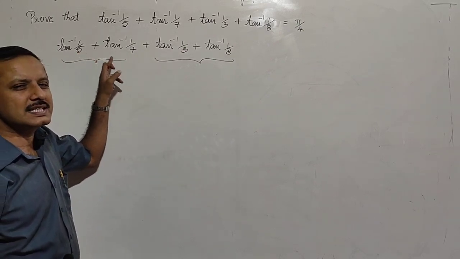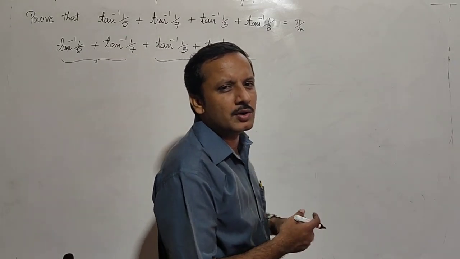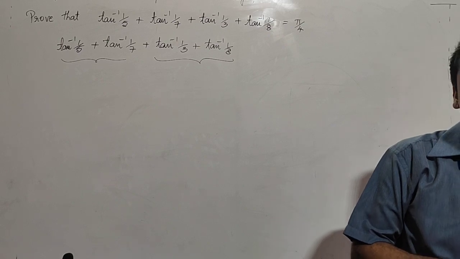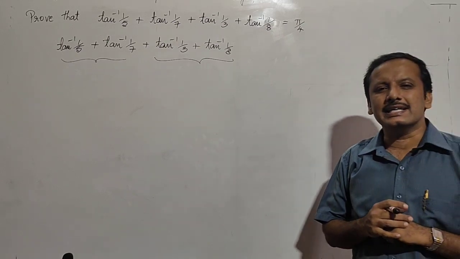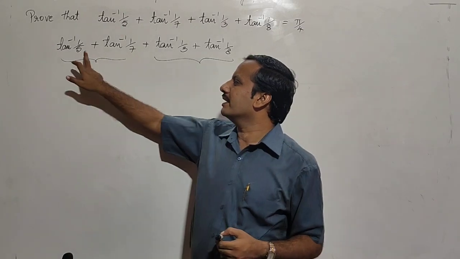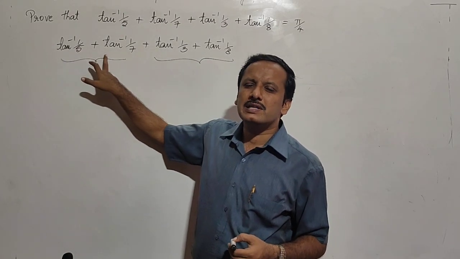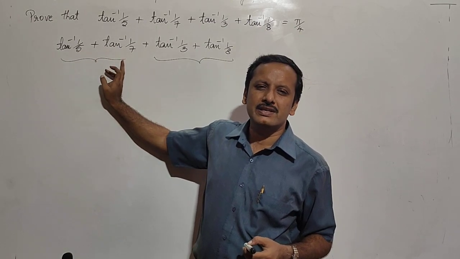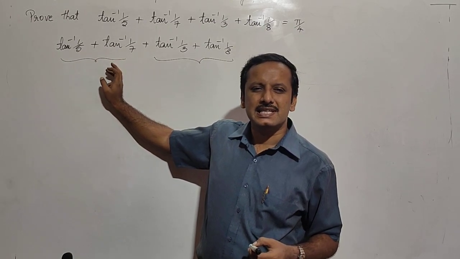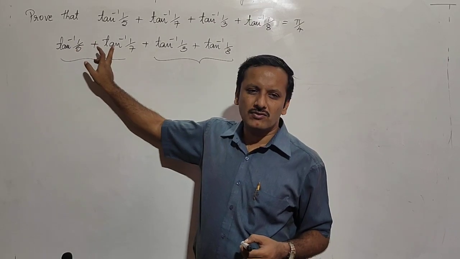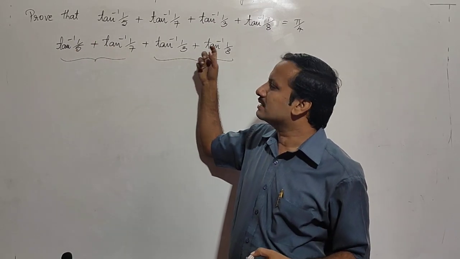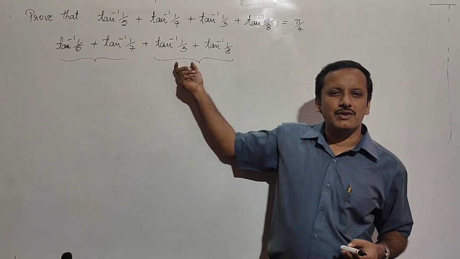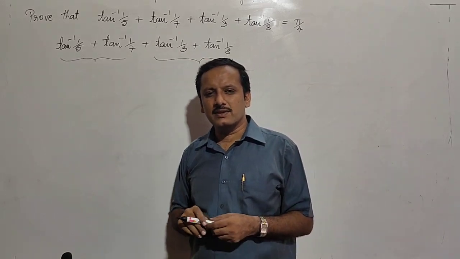As we know, tan inverse x plus tan inverse y is equal to tan inverse of x plus y divided by 1 minus xy, provided x into y is less than 1. Here x into y, in place of x we have 1 by 5, in place of y we have 1 by 7. X into y means 1 by 5 into 1 by 7, which is 1 by 35, which is less than 1. So I can use that formula here. Similarly, I will use the same formula for these two terms also, there also it is of the form tan inverse x plus tan inverse y.